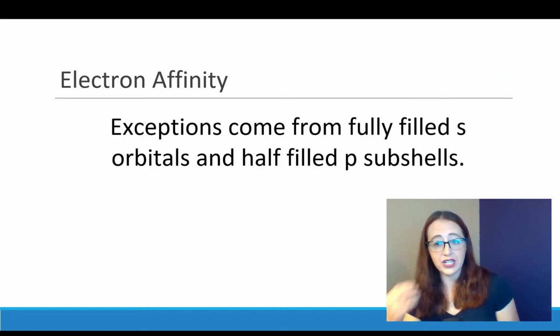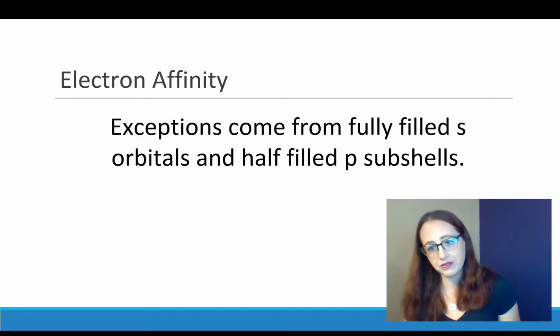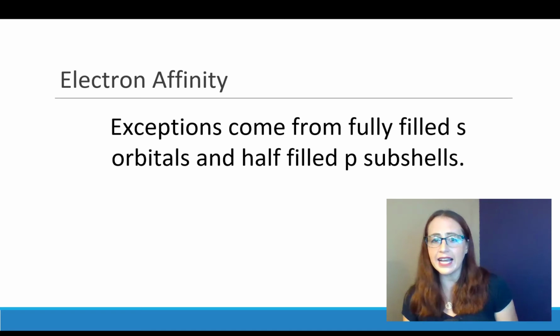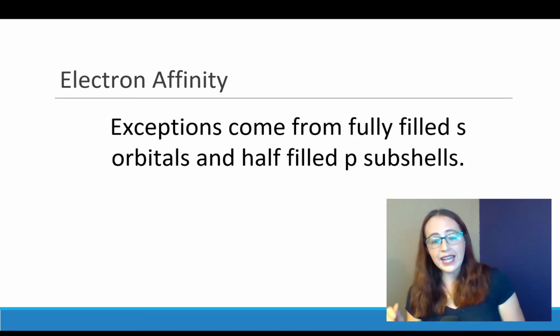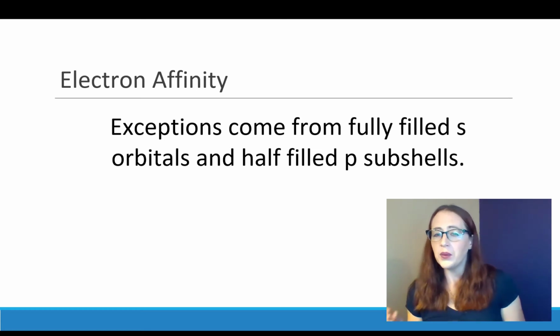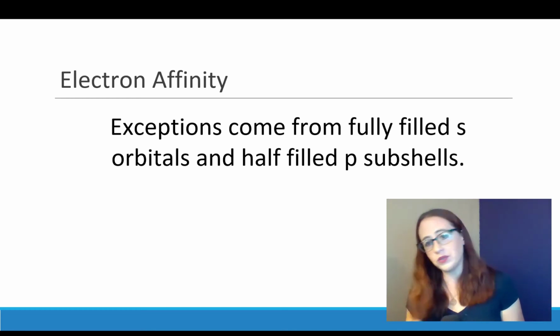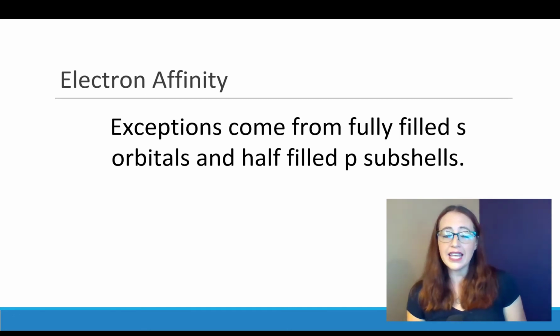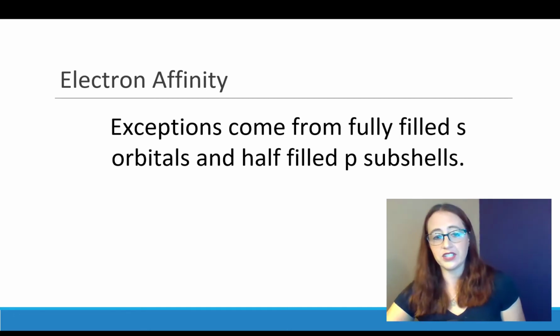Just like with ionization energy, we have to account for exceptions. And though the direction will be different for this one, the exceptions exist for the exact same reasons. When s orbitals are fully filled, or the p subshell is half filled, we are at a stable electron configuration. And so just like in ionization energy, when it didn't want to lose an electron, it also doesn't want to gain an electron. And so it decreases the electron affinity.